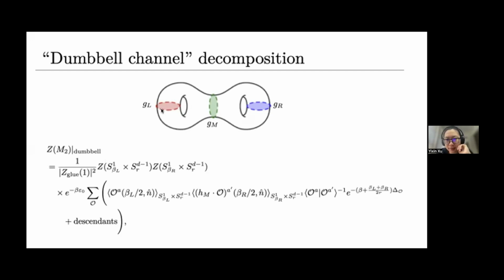Okay, so this is basically the idea behind the dumbbell channel decomposition of the genus-2 partition function.